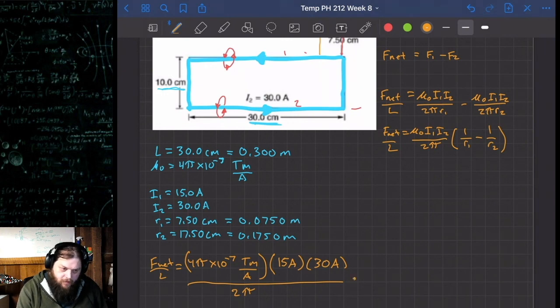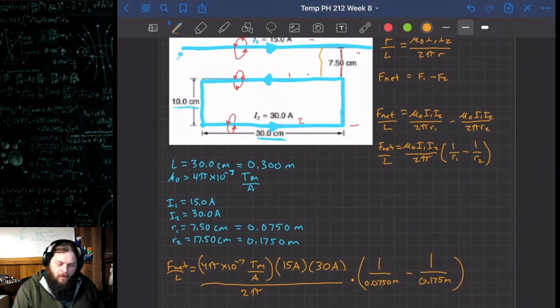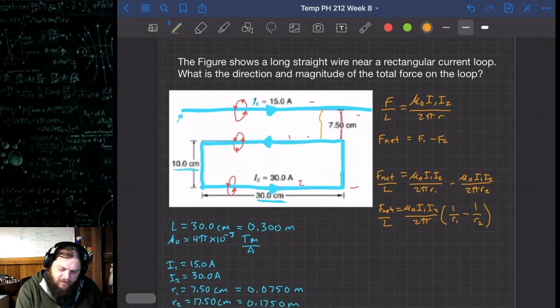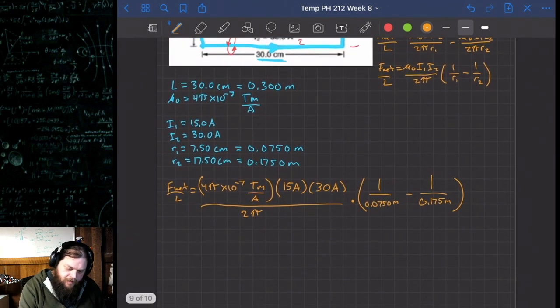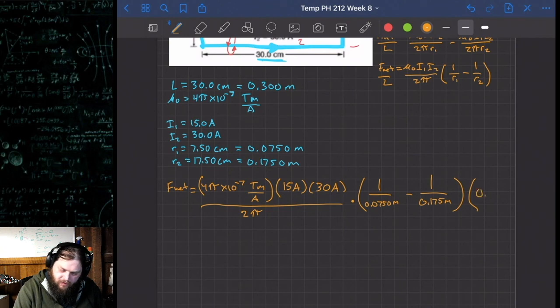And I need to multiply that by 1 divided by R1, which is 0.0750 meters, minus 1 over 0.175 meters. And are we trying to find the force per length or the force? The magnitude of the total force, which means we need to multiply by that length. So multiplying by that length on both sides, length being, we said, 30 centimeters or 0.3 meters, that should give us the net force on everything.